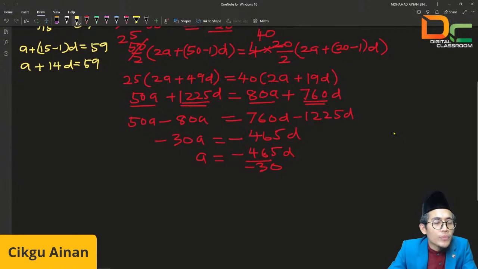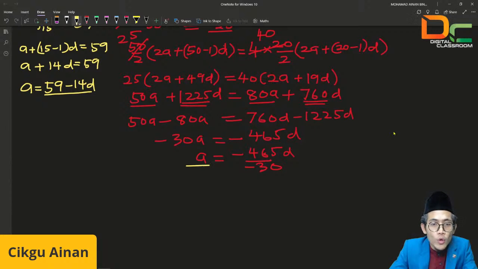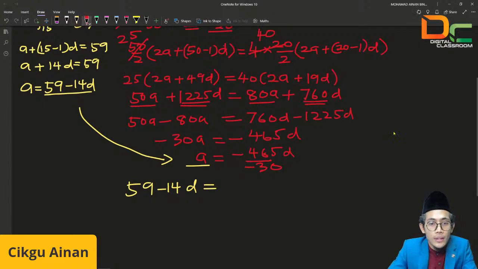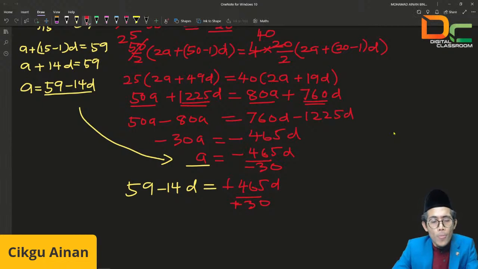From the yellow part, we get A equals 59 minus 14D. And then we substitute this whole lot of A and put it over here. So 59 minus 14D equals minus 465D over minus 30. Oh, this one is positive. Make it positive. Easy.